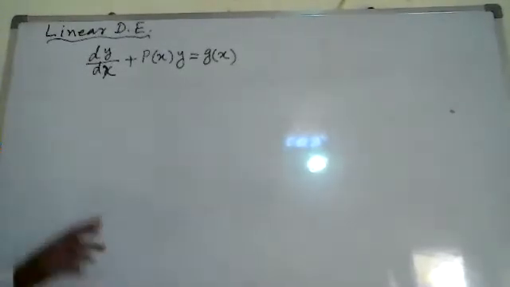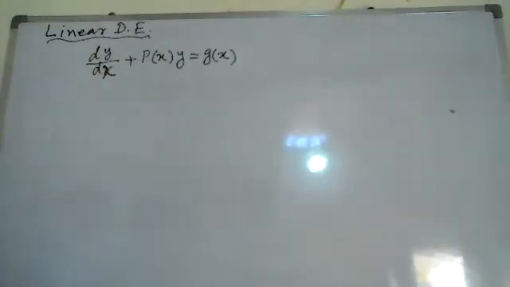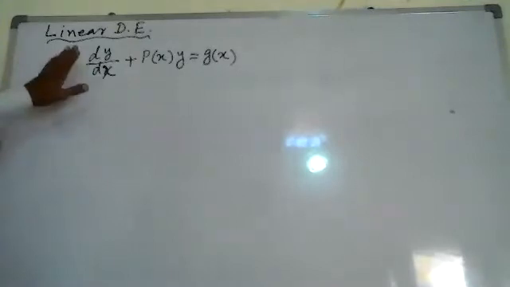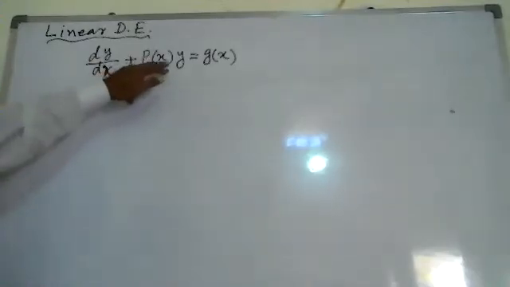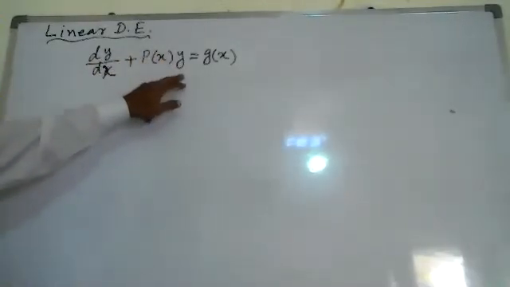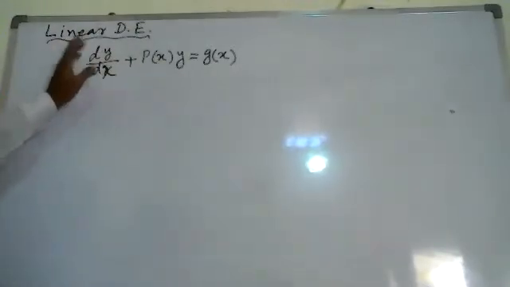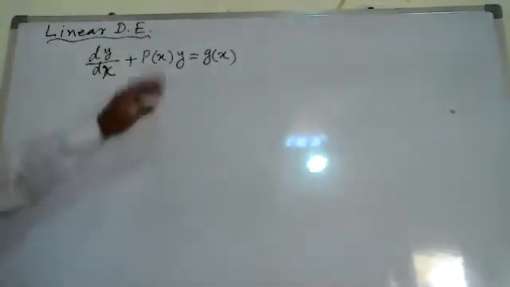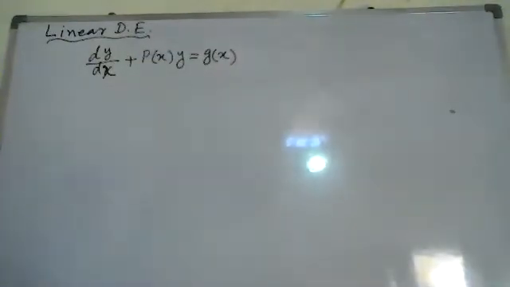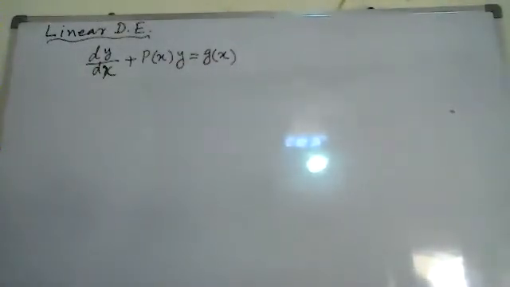So this is the standard first order linear differential equation. The first term should be dy upon dx. The second term should be some function of x into y, and then equal to some function of x. It may be 0. So this is the first order differential equation.